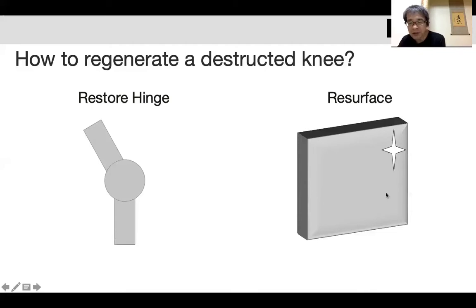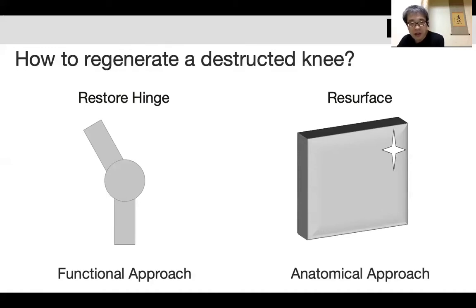Another is resurfacing. Osteoarthritis is characterized by cartilage wear and degeneration of the joint surface, so we just resurface using polyethylene and metal. One way is the functional approach, which regards the knee joint as a hinge. The other only resurfaces, to regenerate the new articular surface. This is the anatomical approach.